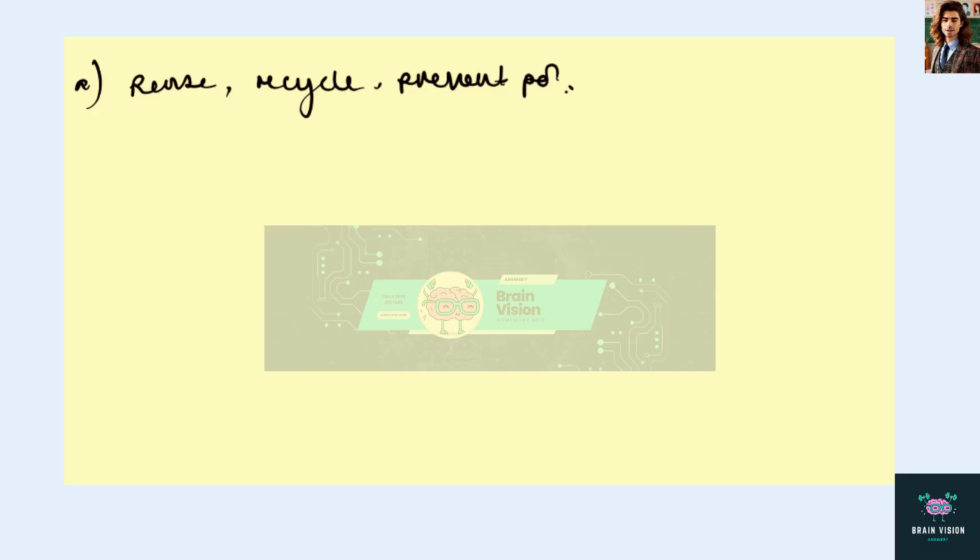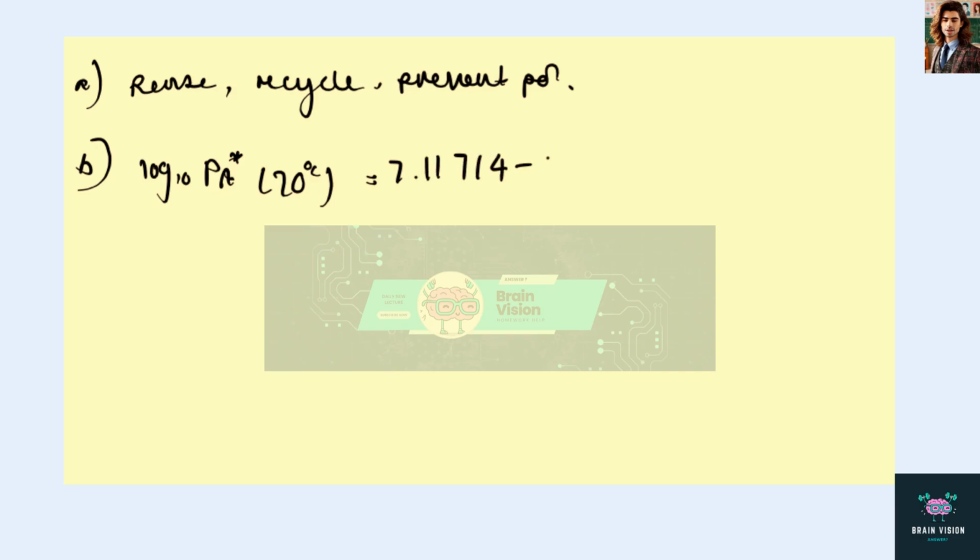So here we're going to be looking at the percentage recovery of acetone next. The first thing we have is log10 PA star at 20 degrees C is equal to 7.11714, take away 1210.